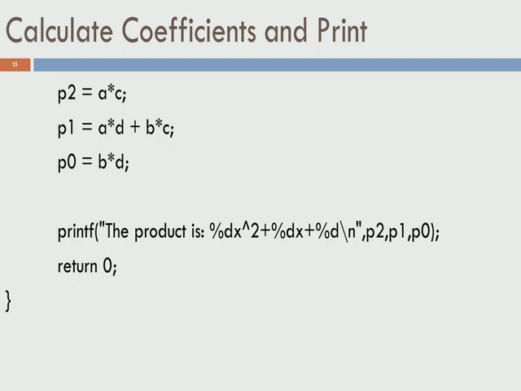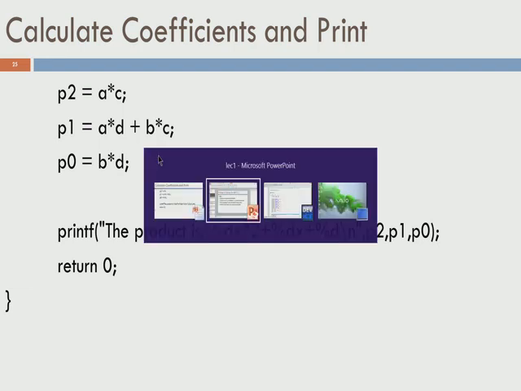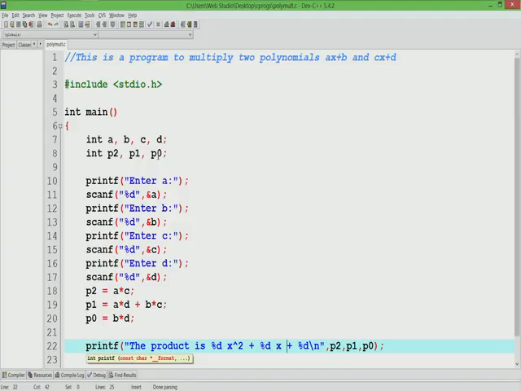Again, forget all the fancy looking things there. You can see that printf, the product is, and something there. Ignore it for now. It's only printing the coefficients along with the polynomial format itself. So let's run this program. I have written this program up, and let's run it.